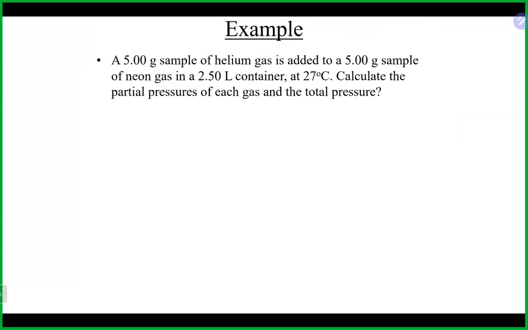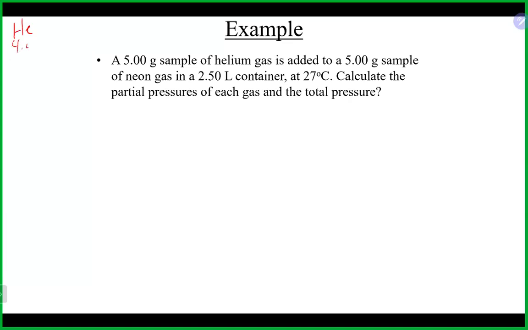So why don't we take a look at one? We have 5 grams of helium added to 5 grams of neon, in a 2.5 liter container at 27 degrees. What is the partial pressure of each gas, and what is the total pressure? So why don't you take a moment and see what you come up with.